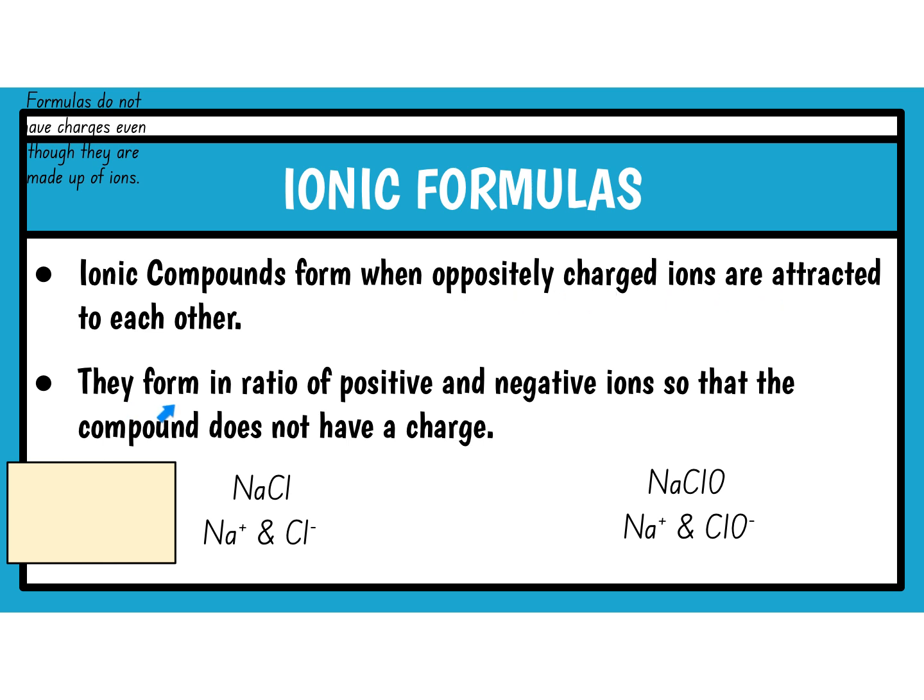And then they're going to form in a ratio of positive and negative ions so that the compound doesn't have a charge. So this is actually sodium chloride. You're probably really familiar with that. Do you see here how sodium, Na, has a 1+ charge, chlorine has a 1- charge? Since those charges are canceling out, we would go ahead and just write NaCl, and notice there are no charges in the formula here.